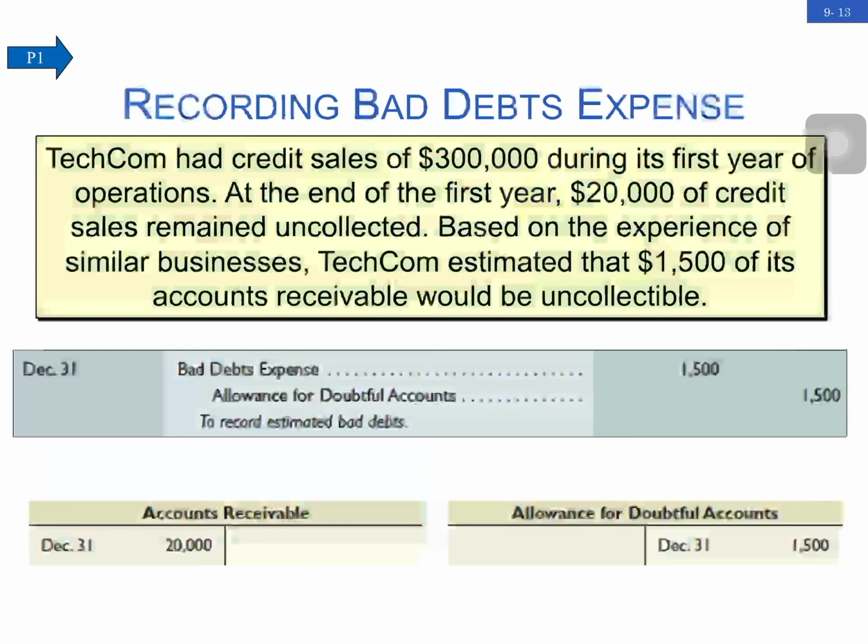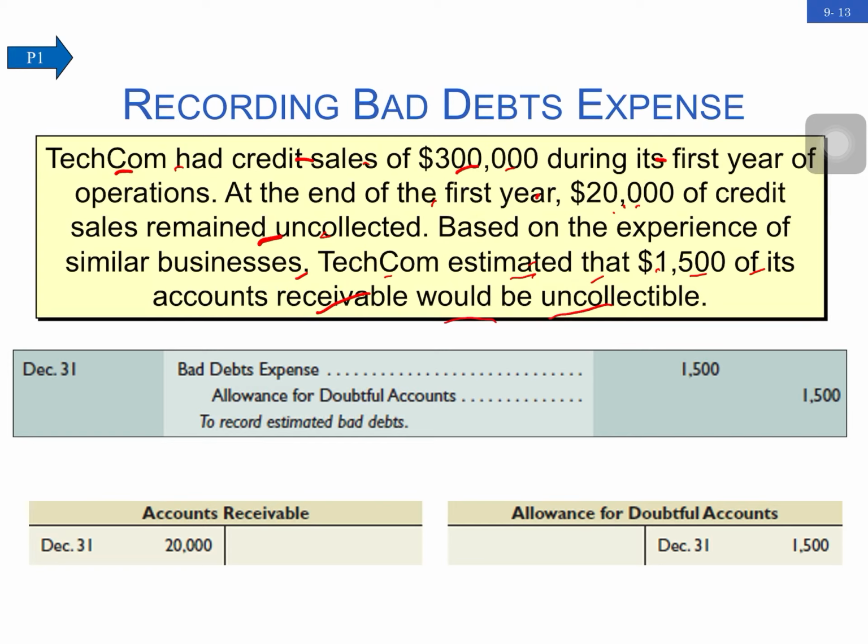How do we record bad debt expense using the allowance method? Let's see this example. Techcom had credit sales of 300,000 during its first year of operation. At the end of the first year, $20,000 of credit sales remained uncollected. Based on the experience of similar businesses, Techcom estimated that 1,500 of its account receivable would be uncollectible.